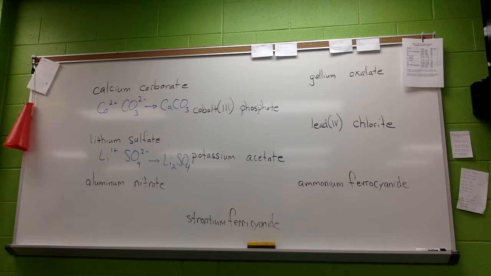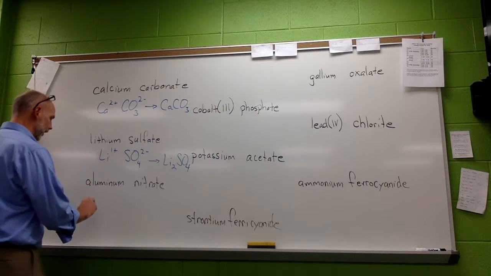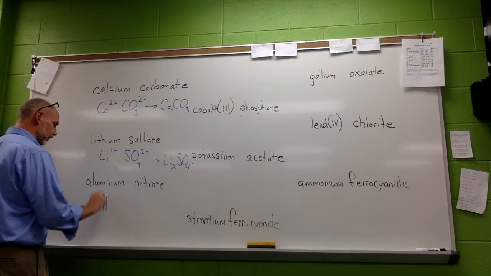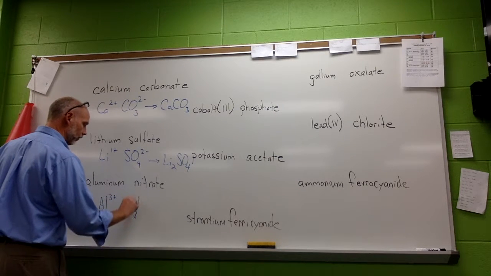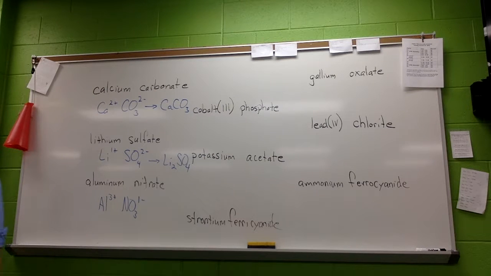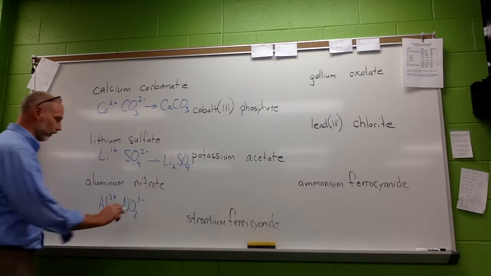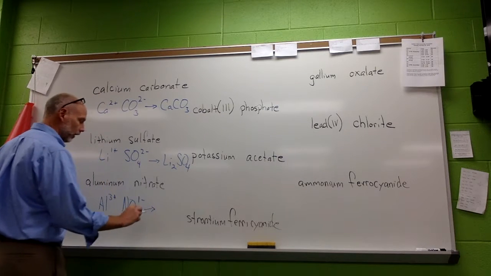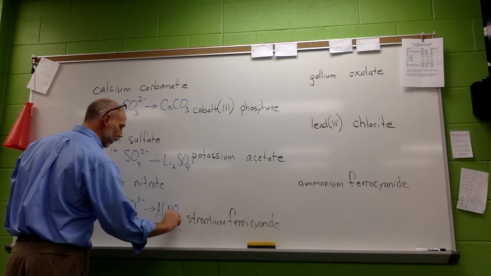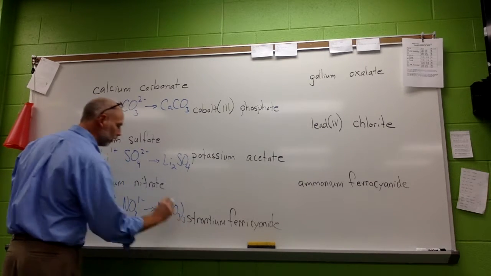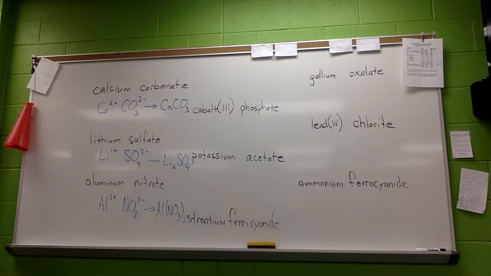Good. Aluminum nitrate. Al with a 3 plus. Nitrate is NO3 with a 1 minus. Charges cancel? No. Lowest common multiple of 3 and 1: 3. So I need 3 positive charges. I'm good. I then need 3 negative charges. So I write NO3 taken 3 times.